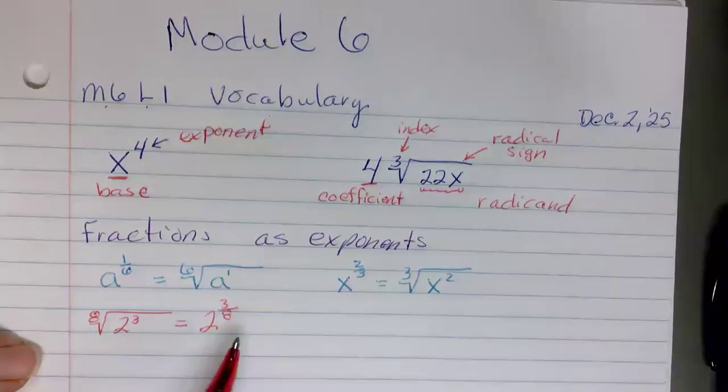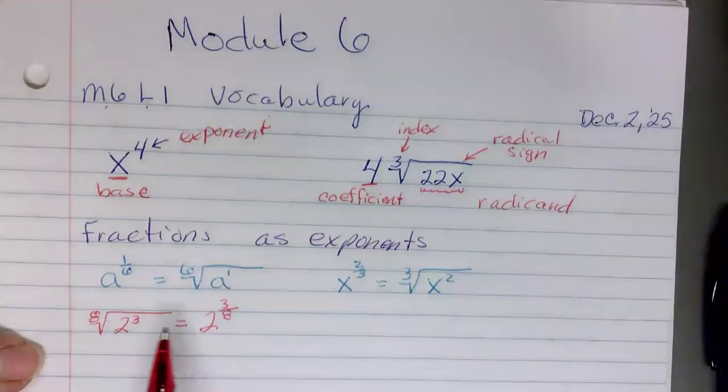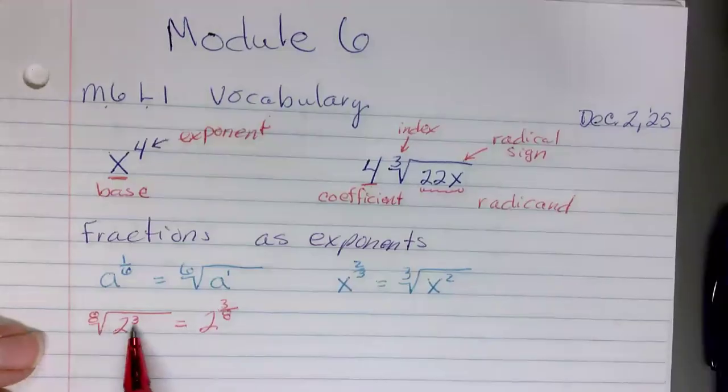The biggest mistake people make on these is that they just mix it up. They'll put the 3 outside and the 8 inside. It's really important that the denominator ends up being on the little shelf of the radical sign.